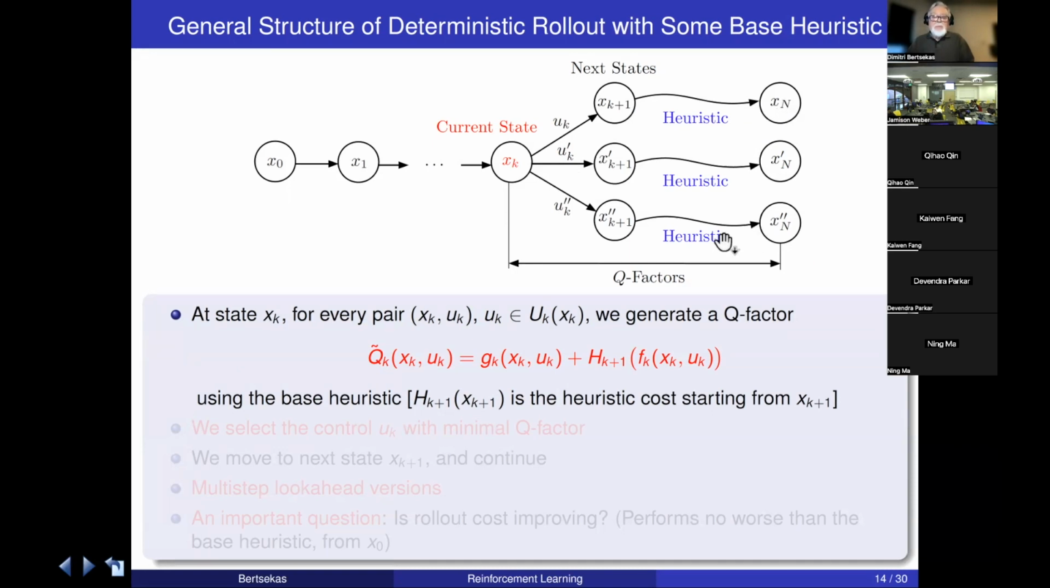And the cost of the heuristic from a state xk plus 1 is denoted by h of xk plus 1. And what we do in rollout is we compute Q factors, a Q factor for every control, given by this expression: the cost of the immediate first stage transition plus the cost of the heuristic from the next state. And then we select the control with minimal Q factor. So we go to the next state and then do the same thing again. Consider all controls, run the base heuristic from there, and so on until we complete a trajectory.